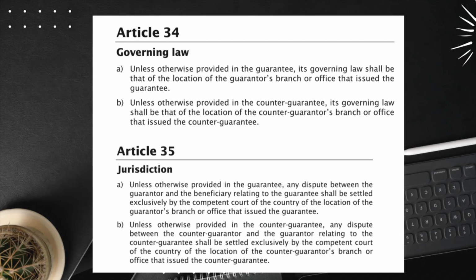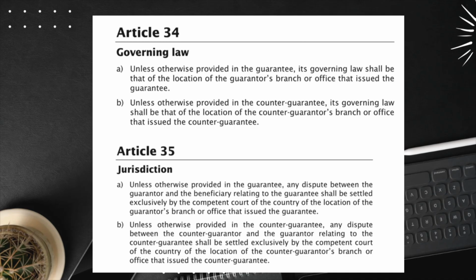Let's see Article 34 and 35 of URDG 758, which cover governing law and jurisdiction. These articles are essential for understanding the legal framework of demand guarantees and counter guarantees. So, let's get started. First step. This article establishes the governing law for guarantees and counter guarantees. Here is what it says.